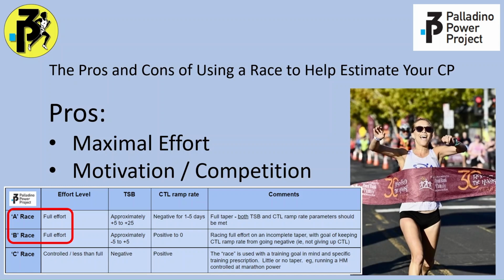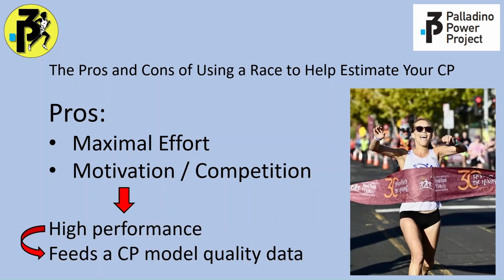So in this case, the pro of running a race to help estimate your CP is that it has to be maximal effort, not a C race. But when you do run maximal effort, B race or A race, and there's that motivation and competition, it brings out a little more in you than if you were doing a solo time trial on a track or on a path somewhere. You're going to get high performance data that feeds a model with quality data. So that's the pros. Let's talk about the cons.